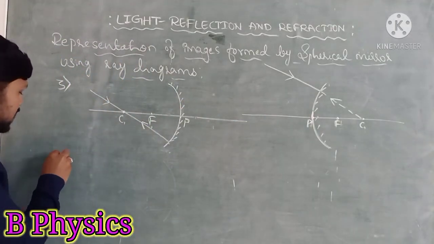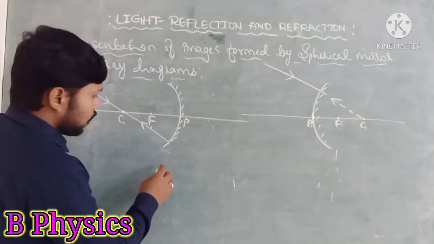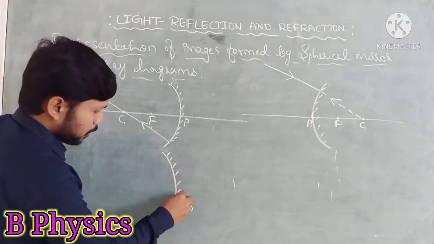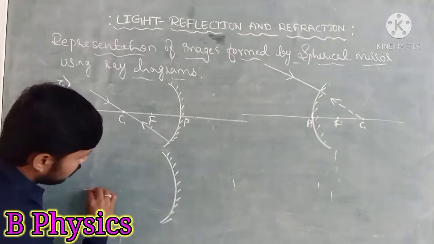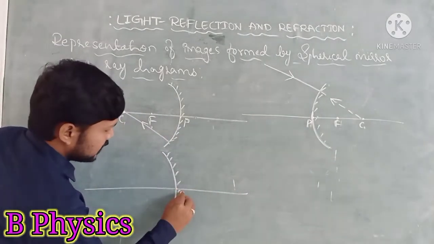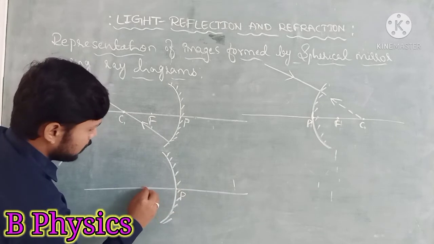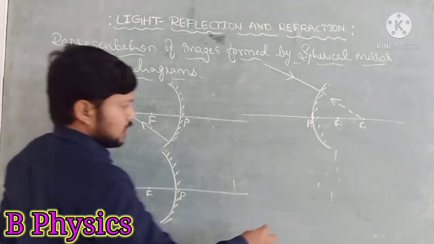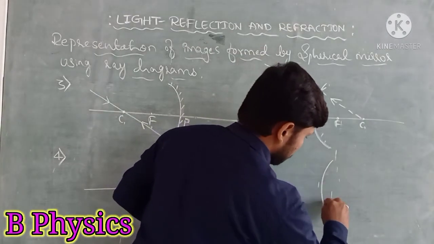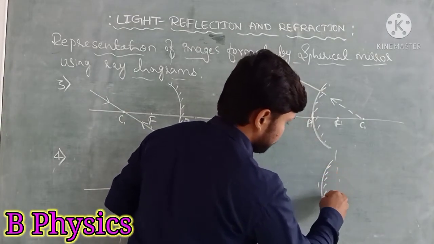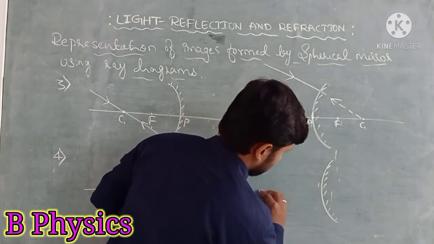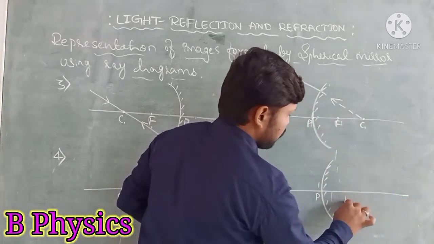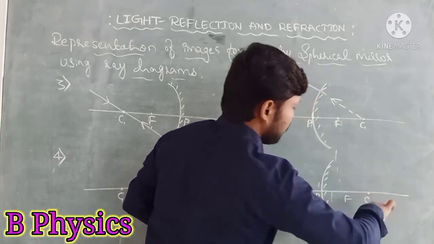The fourth rule says that, again draw a concave mirror and principal axis, label pole of the mirror, principal focus, center of curvature. Similarly, draw a convex mirror and principal axis, label focus and center of curvature.